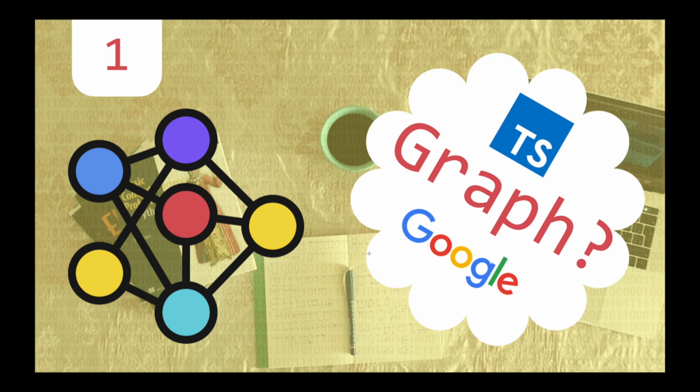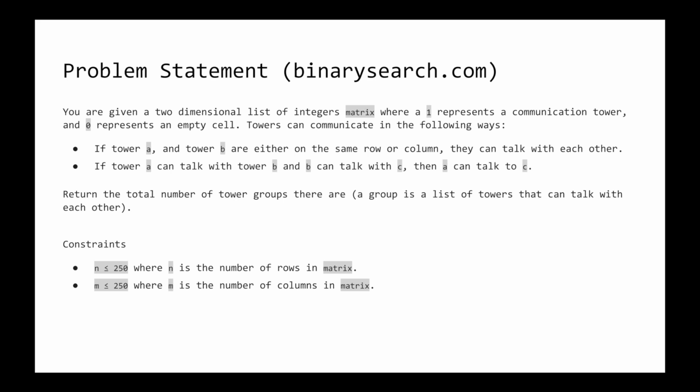So let's jump into the problem. This problem is from binarysearch.com. You can check the exact link for this problem in the description box below. So basically, in this problem, we are given a matrix of zeros and ones. Zeros represent an empty space and 1 represents a communication tower.